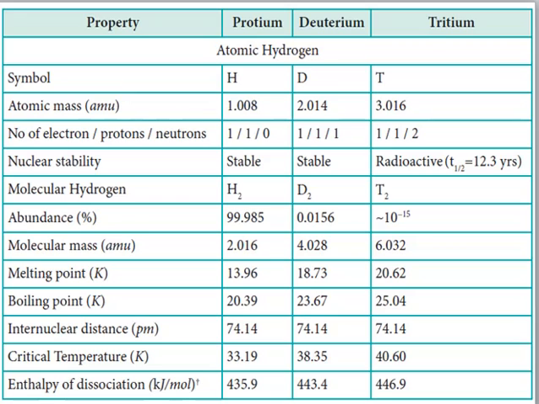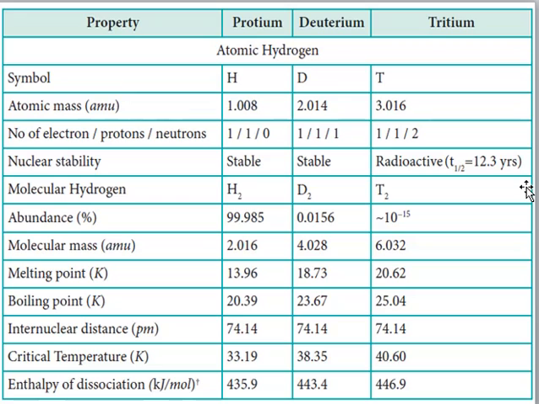How are they represented? Protium is represented as H2, deuterium as D2 and tritium as T2. How much of each is present and the molecular mass we have already seen. Now let us see the melting point, which differs. The melting point of protium is 13.96, deuterium 18.73 and tritium 20.62. The boiling points are 20.39, 23.67 and 25.04. What is the internuclear distance between one atom and another? For protium, the internuclear distance is 74.14 picometer.